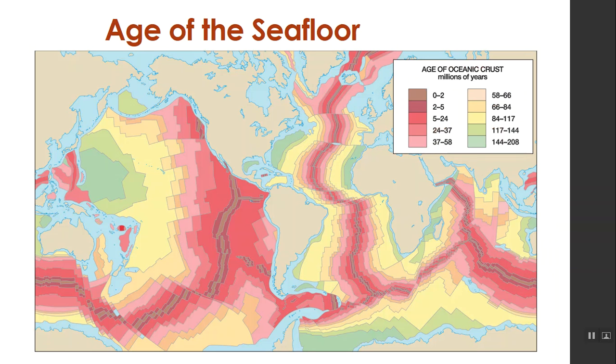And so we can look at the age of the seafloor. The youngest of the seafloor is closest to these divergent boundaries where it's pulling apart, and it gets older as it pulls away. Here's another divergent boundary down here.